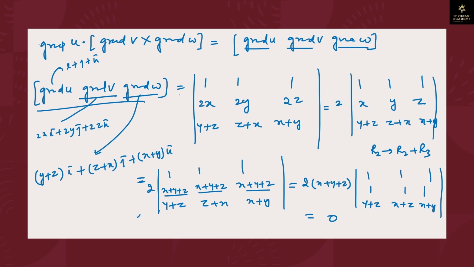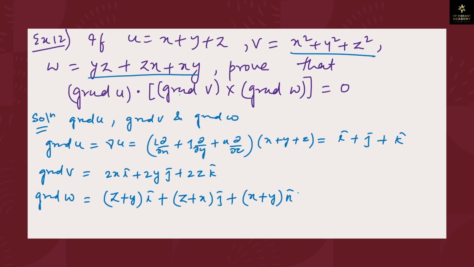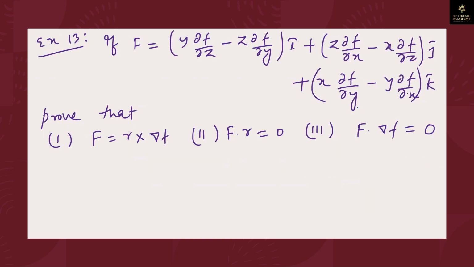Okay, so in the question it is given that gradient of the scalar triple product, the value of a scalar triple product is 0. Okay, so let us discuss question number 13, how we can solve this. So if the value of f is given by this particular expression, then prove that f is equal to r cross del of f. How will you do this? Solution. Okay, so let us find del of f.